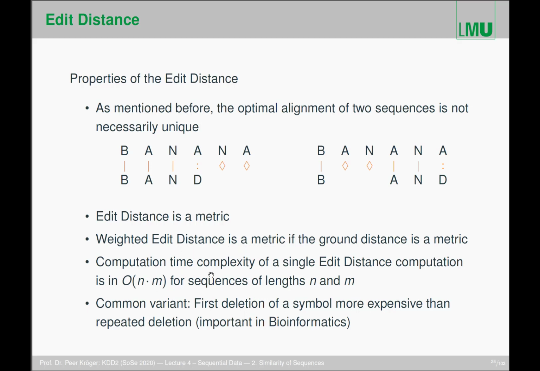The computation time complexity of a single edit distance computation is O of n times m, given the sequence lengths n and m. So it's a quite costly computation, but on the other hand, it is also a very sophisticated similarity measure. It takes the alignment into account, so it allows an optimal alignment and not a simple alignment like the Hamming distance. And then, as I said before, there are a lot of variants.